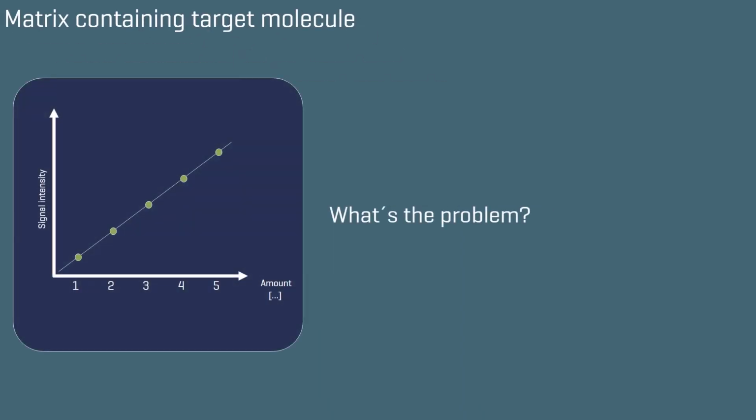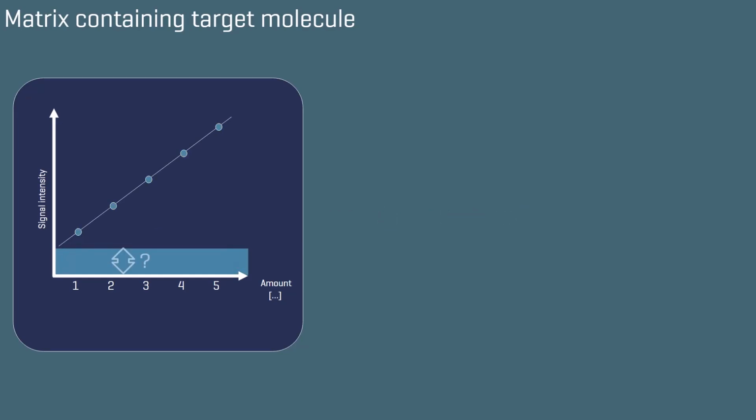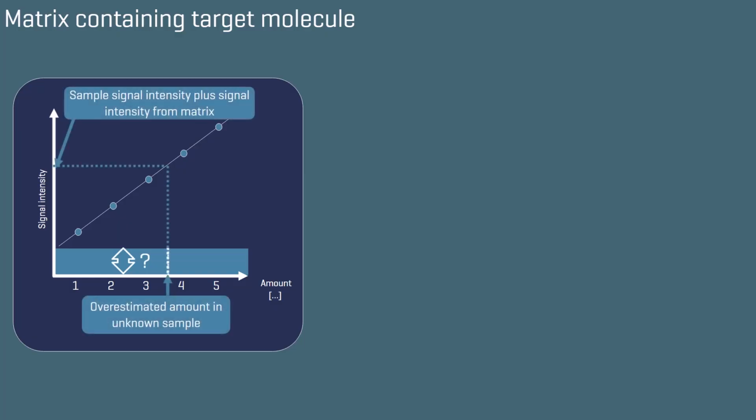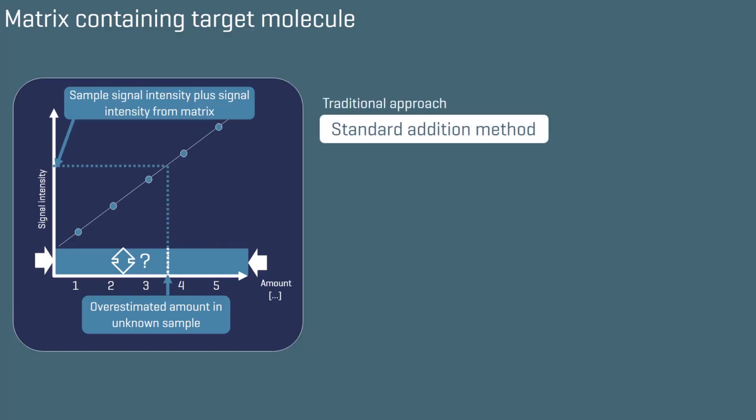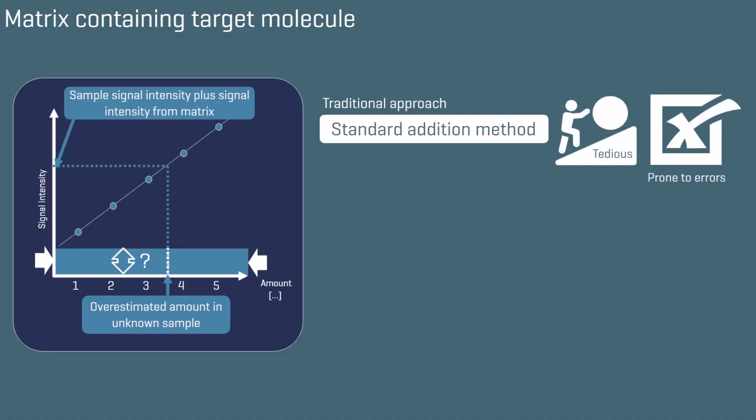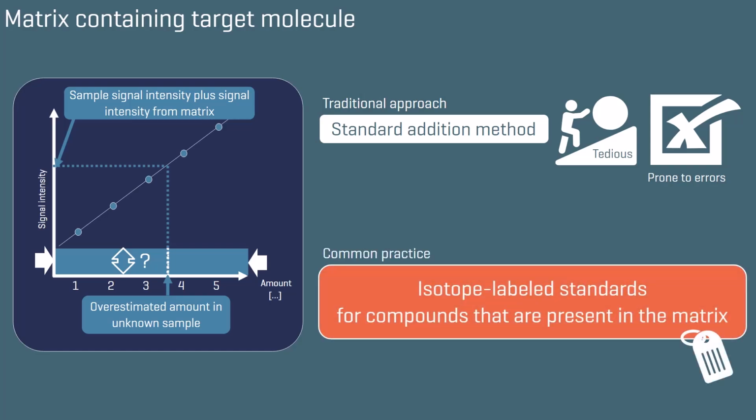So why will you run into trouble if your matrix already contains your target molecule? Due to the presence of an unknown amount in the matrix, the calibration curve shifts upward by an unknown value. The resulting value therefore overestimates the actual amount in the unknown sample. Quantitation is completely impossible if the signal from the target molecule is even weaker than the signal in the matrix used for quantitation. Because traditional methods, such as the standard addition method, are very labor-intensive and yet prone to error, it is common practice in mass spectrometry to use isotope-labeled standards for quantitation of compounds that are already present in the matrix.